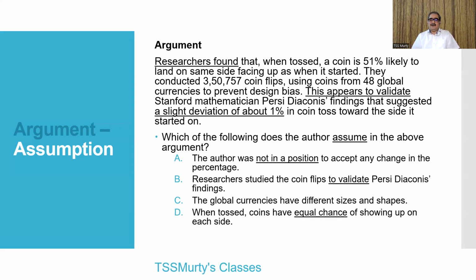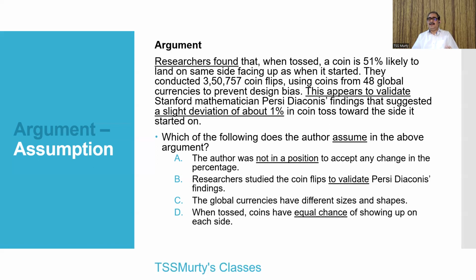When tossed, coins have equal chance of showing up on each side. Since they can assume that there is an equal chance of showing up on each side, there is a big discussion about the deviation. When flipped, can we say exactly whether it is going to be on one side or the other side? We can't. So both sides have equal chance. Hence, a deviation is something which has come up for discussion.